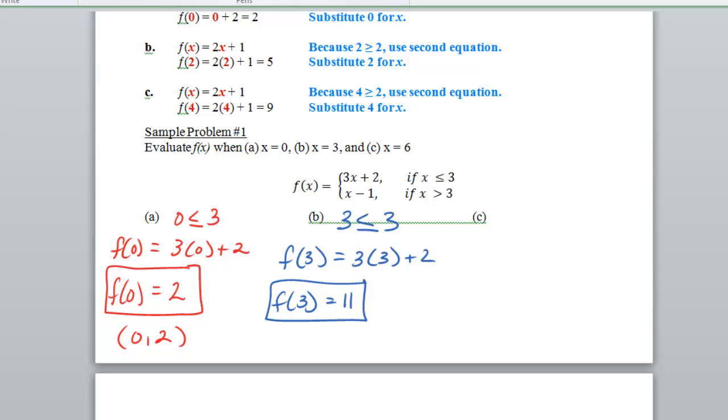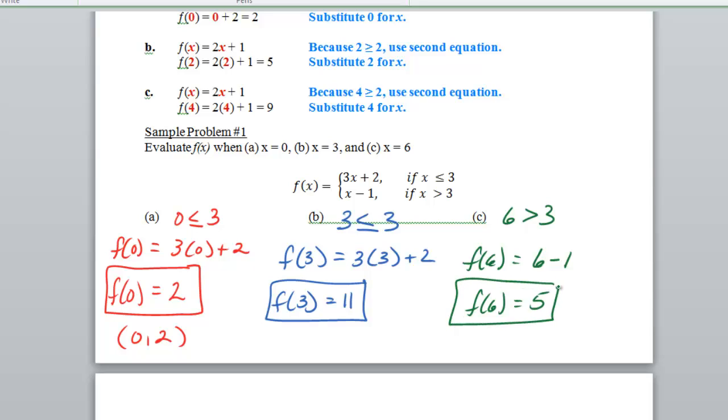And last but not least, we're going to evaluate f of x for x equals 6. And so you can see here we want to pick the piece that 6 is greater than 3. That makes a true statement. So we're going to evaluate f of 6 for the second piece, and f of 6 equals 5. So that is just your first example of dealing with a piecewise function. We were basically just evaluating like we did in Unit 1, and now we just have to pick the appropriate piece.